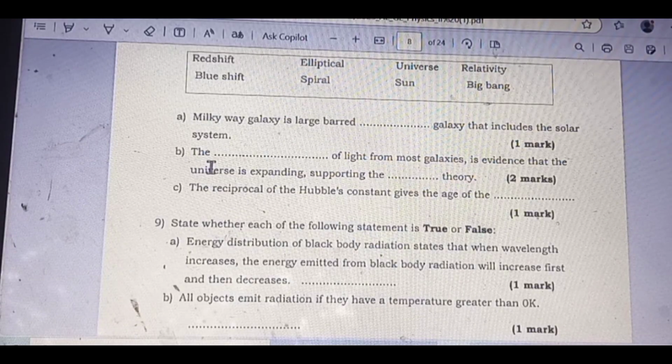B. The of light from most galaxies is evidence that the universe is expanding, supporting the theory. The first blank is redshift. The last one is Big Bang. C. The reciprocal of Hubble's constant gives the age of the universe. The correct answer is universal.